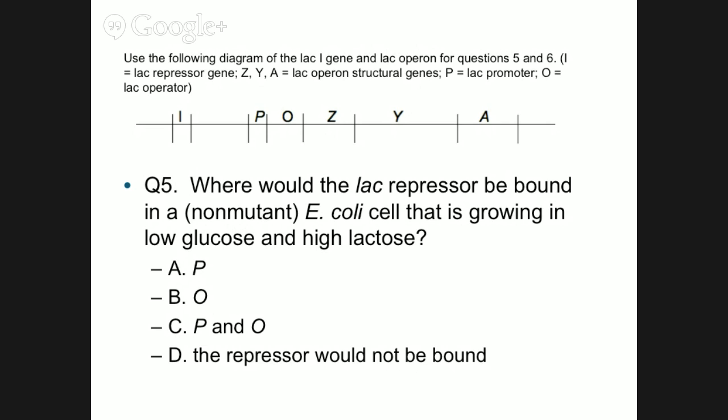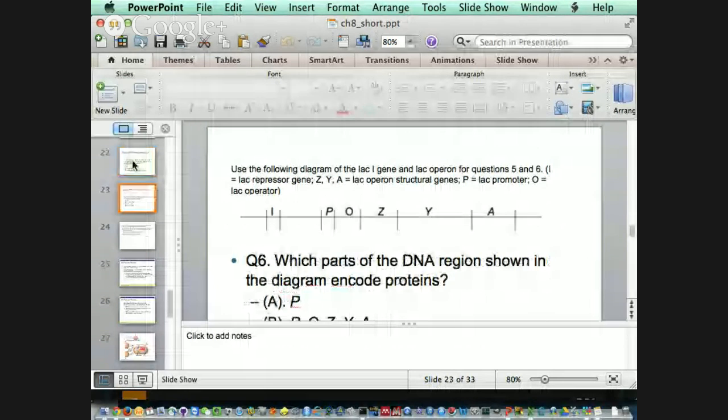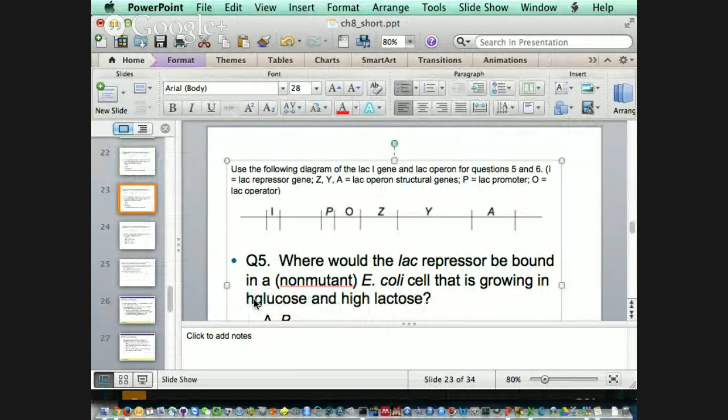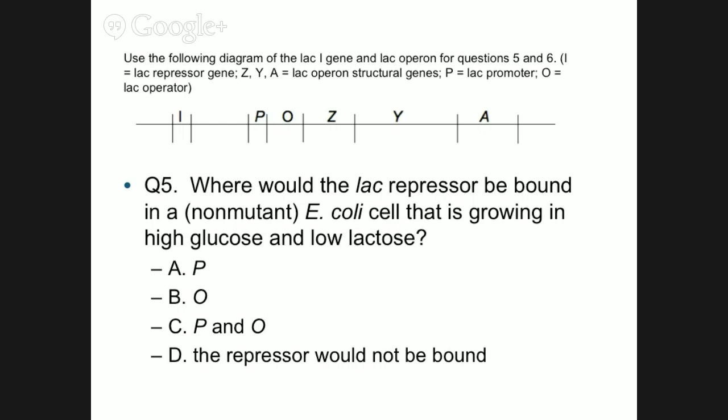You should volunteer for the next question. Okay, let me change this question a little bit. What happens if E. coli grows in high glucose and low lactose? Hold on, let me copy paste and change this question to high glucose and low lactose. Save this. Okay, now E. coli is growing in high glucose and low lactose.